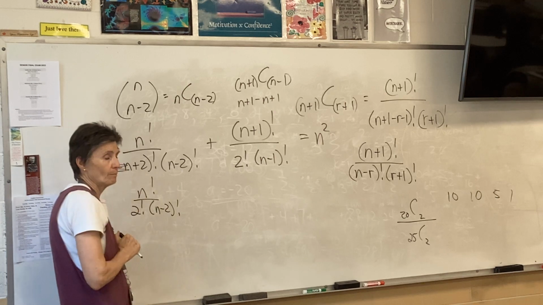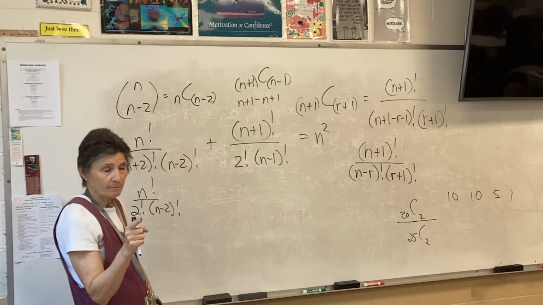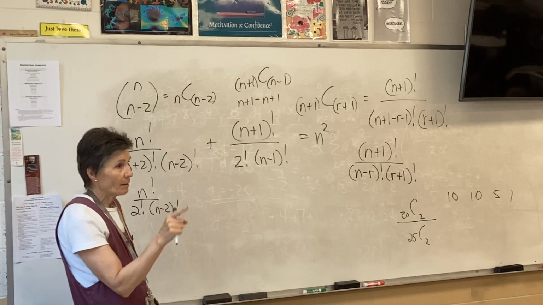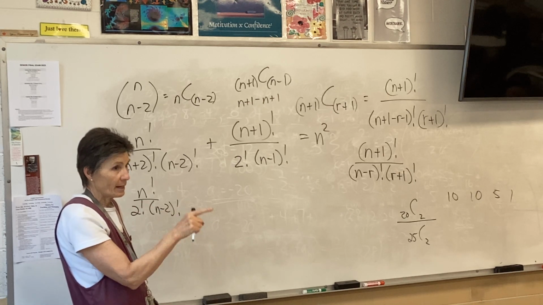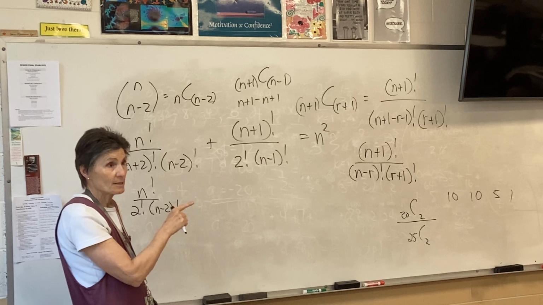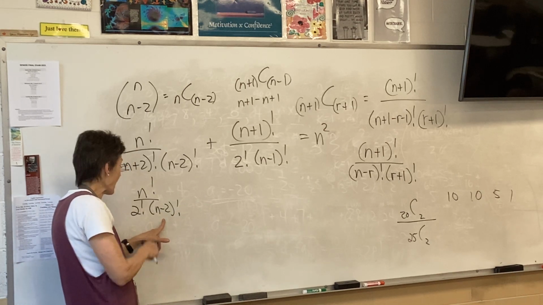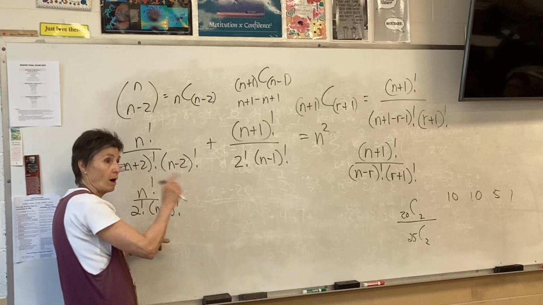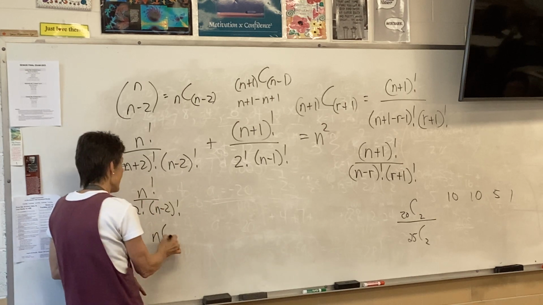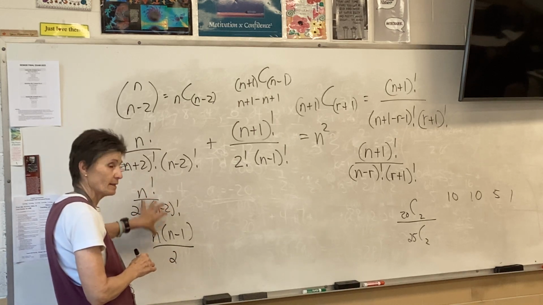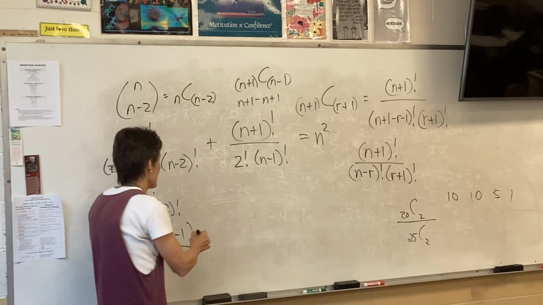What's n factorial? n, n minus 1, n minus 2, n minus 3. So what's going to happen? Everything from the n minus 2 on is going to be gone. So I have n minus 1 over 2. 2 factorial is 2. That's all that's left in the first fraction.